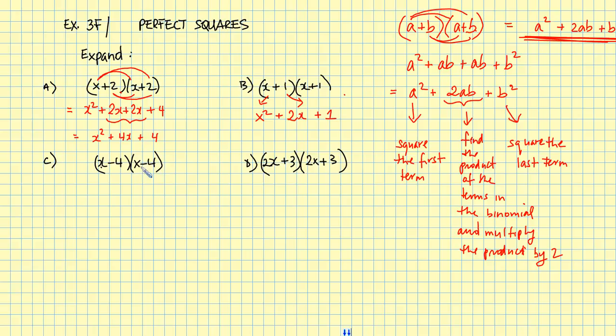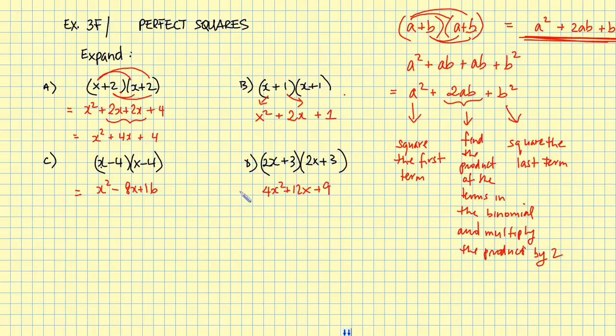Let's try the next one. So it's identical binomials. I square the first, x squared. I square the last, positive 16. Negative 4 times negative 4 will give me positive 16. I now say x times negative 4 gives me negative 4x, and then I multiply it by 2. So it goes to negative 8x plus 16. Next one. We have square the first, 4x squared, square the last, 9. Now is a positive 9. I now do 2x times 3 is 6x. I multiply that by 2, and that gives me 12x.